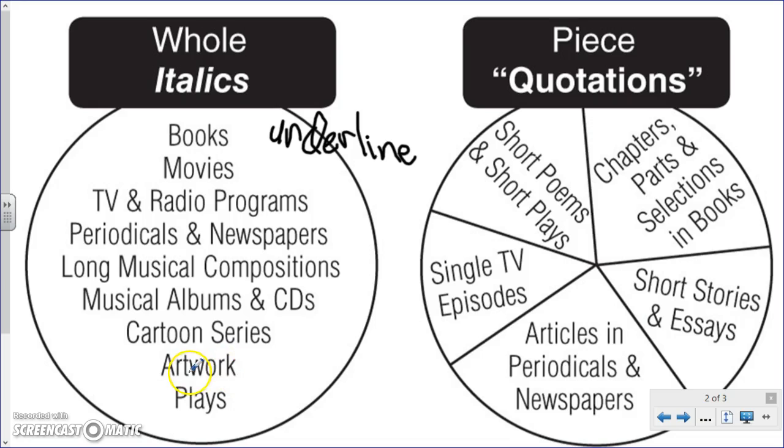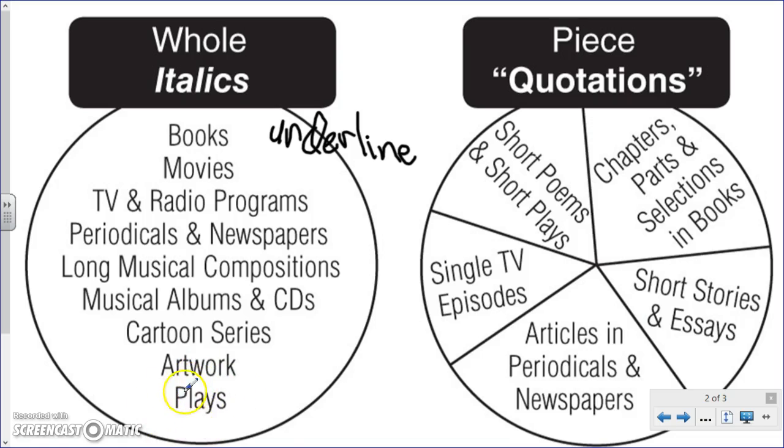Now, artwork. Artwork has many different aspects. It could be paintings, it can be sculptures. There are many different aspects to this. They are all bigger works of art, so they are italicized or underlined.